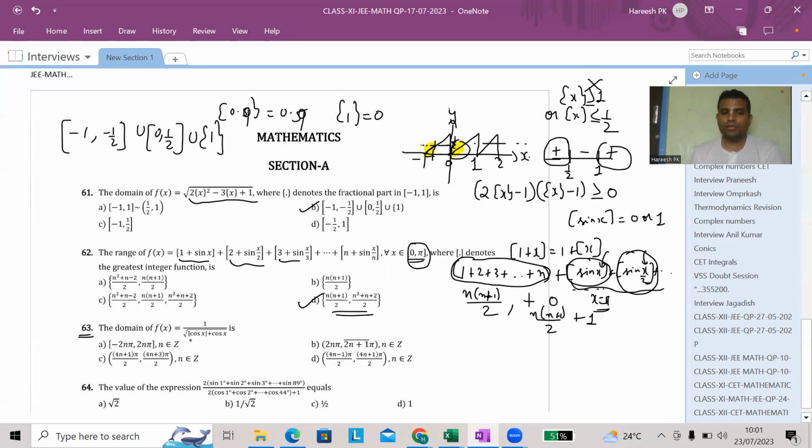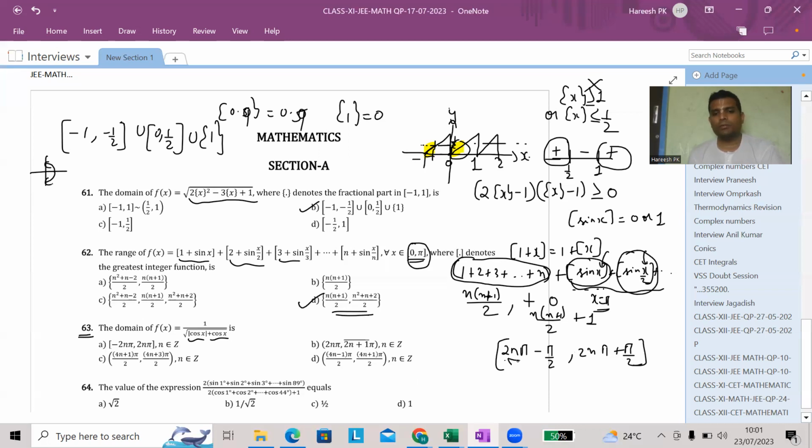So if I want this to be defined, I want both terms to be positive. So that means in which quadrant is cos x positive? In first and fourth. How do I write the first and fourth quadrant? It is nothing but 2n pi minus pi by 2 to 2n pi plus pi by 2. Because fourth quadrant, right? First quadrant means up to pi by 2. Fourth quadrant means up to minus pi by 2.